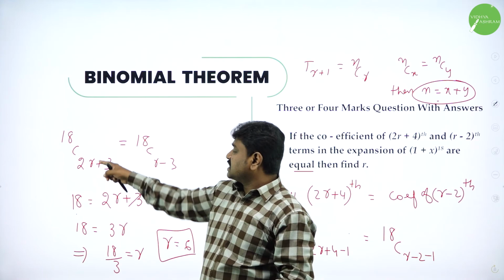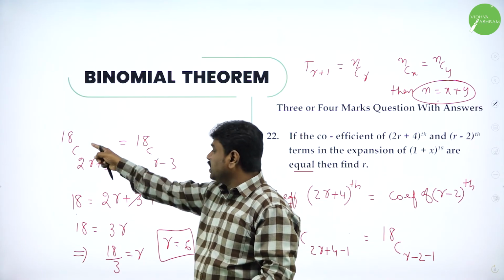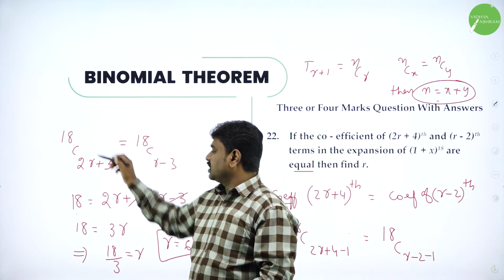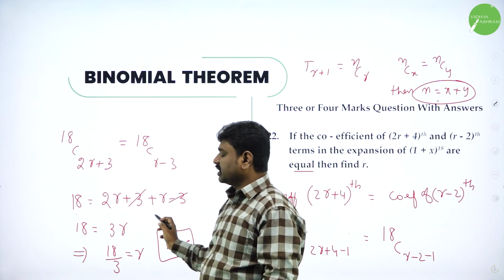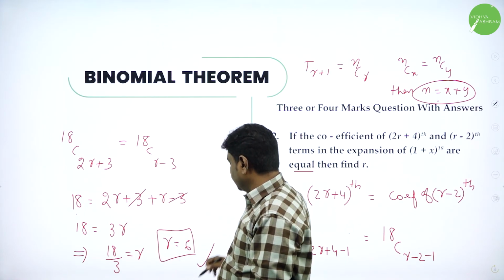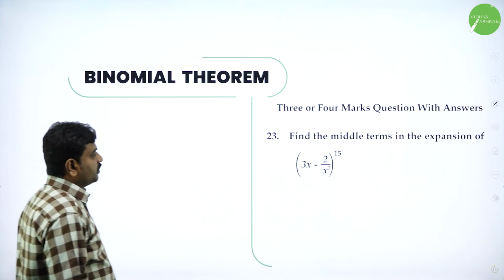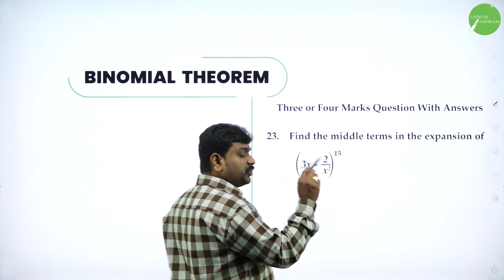Here 18C something is equal to 18C something. So 18 is equal to the sum of these two. N is 18, the sum of these two. I am using that. When I use that, I will get the r value. They want the r value, we got it. Now they want the middle term. I have done problems on middle term.